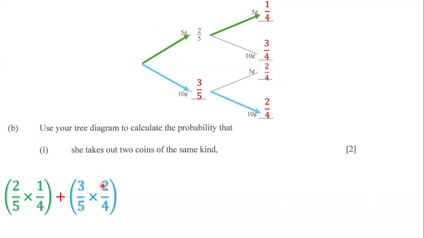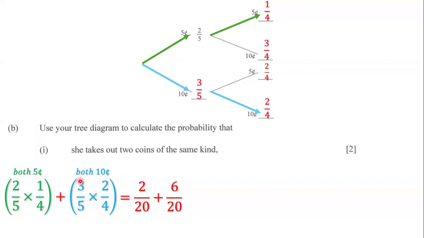And so this right here is the probability of her getting a 10 cents twice, on the first try and then on the second try. And this is the probability of her getting a 5 cents twice, 2 over 5 on the first try, and 1 over 4 for the second try. And so we multiply and then we add. So this is both 5 cents, this is both 10 cents. So when we multiply 2 times 1, we get 2, and 5 times 4 is 20.